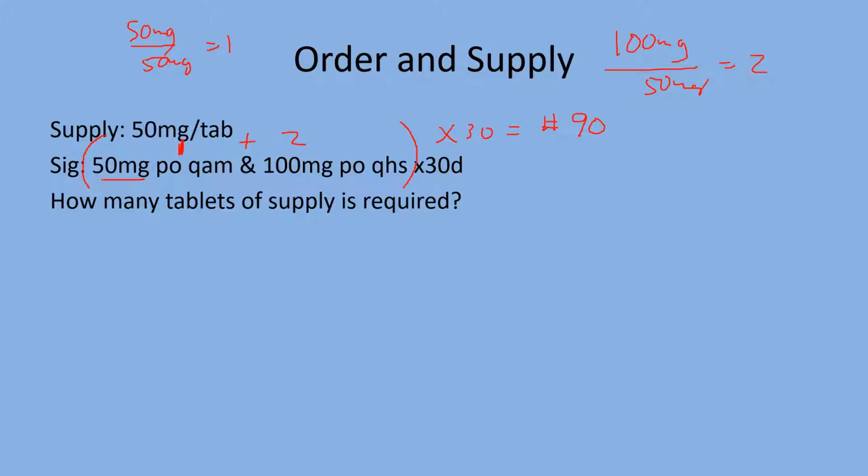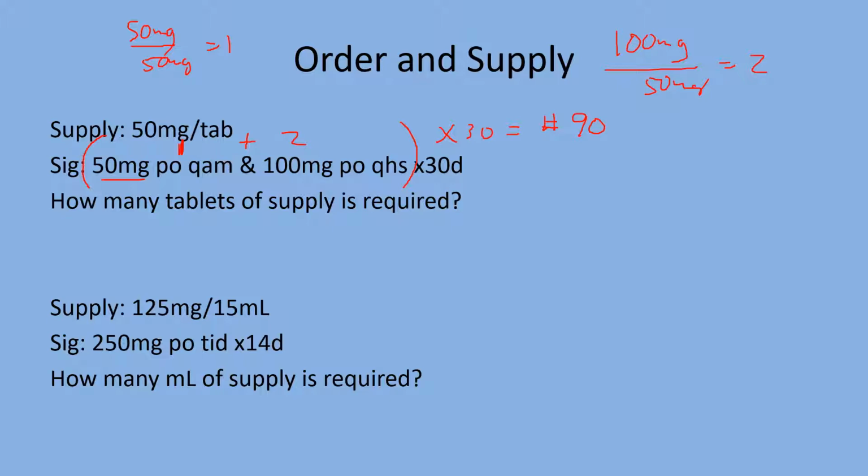They're going to come back in 20 days and say, I'm done. Right. There's our order. 250 milligrams. Our supply comes 125 milligrams per 15. How much per dose? You calculated 30. How many doses in a day? TID, 3. For 2 weeks.